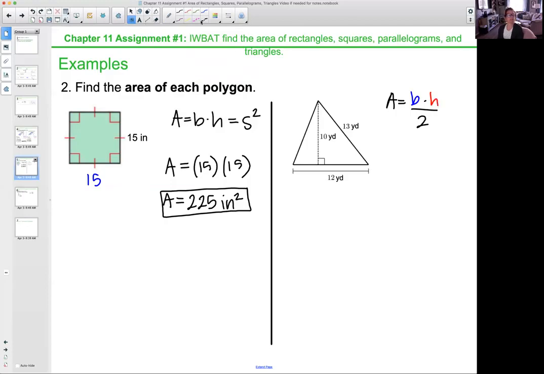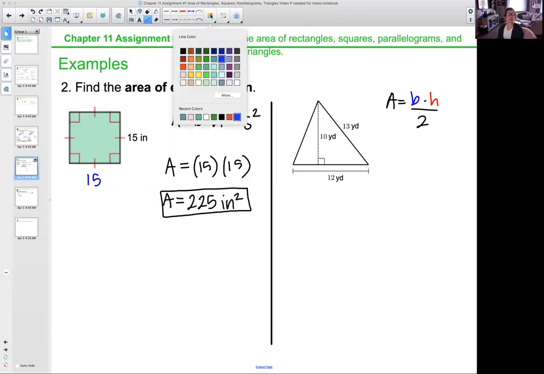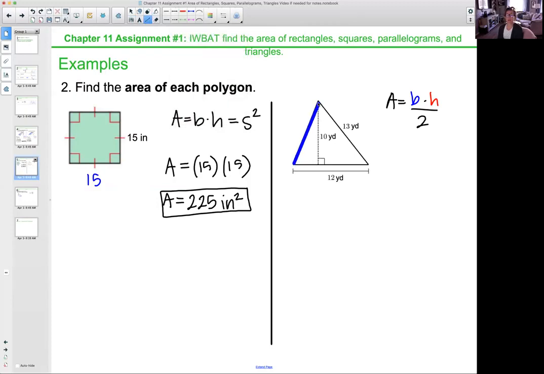The base in this case, again, you can pick any side you want. You could pick this side as your base, or this side, or this side. Now, in my opinion, there's only one that you should be using in this case. Out of all three, the only one that has a right angle with it is this bottom one. This one doesn't even have a length with it, so clearly don't use that one. And this 13 doesn't have a perpendicular segment connecting to it, so you're not going to have the height. So pick the one that you see a right angle with.